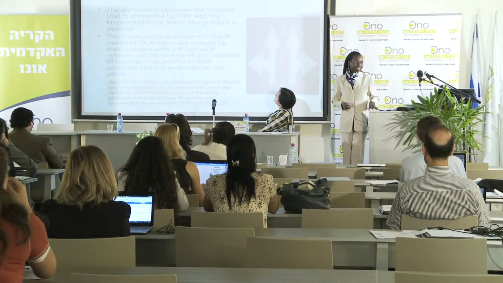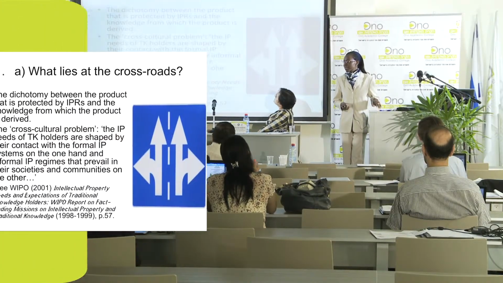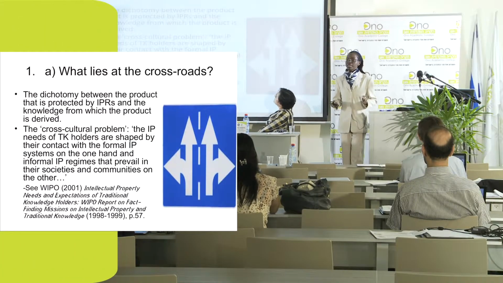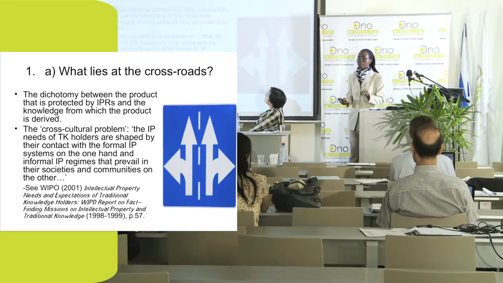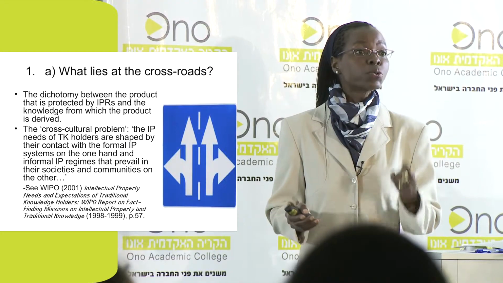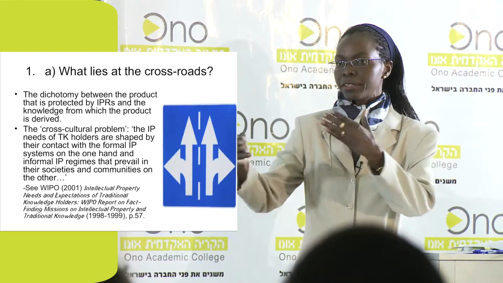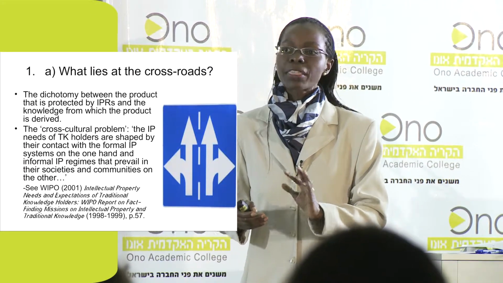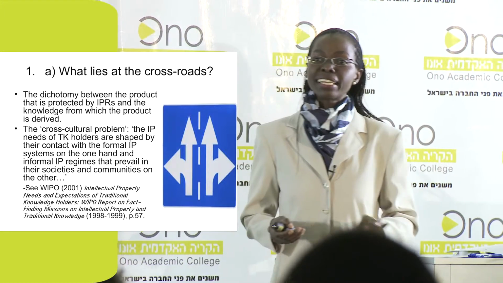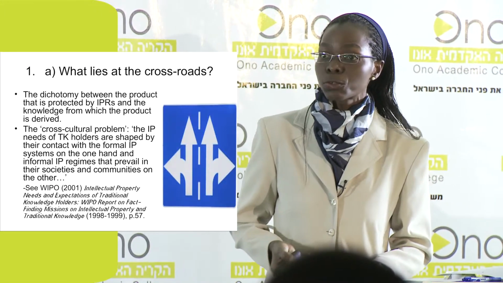And when we think of what lies at the crossroads, it's quite evident from what has been said already. We do have a dichotomy when you think of the IP system. There is a dichotomy between what you're protecting in terms of the product and the knowledge on which you're basing that product which is being protected. And we're going to see shortly how that can be problematic when dealing with TK and trying to strike the necessary balance.